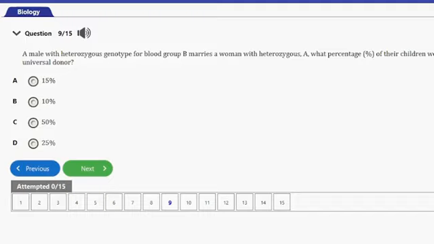And then, guys, it's actually 1 out of 4. And 1 out of 4, out of the options given here, is 25%. So if you do 1 over 4 times 100, you're going to get 25%. And that's option D here.